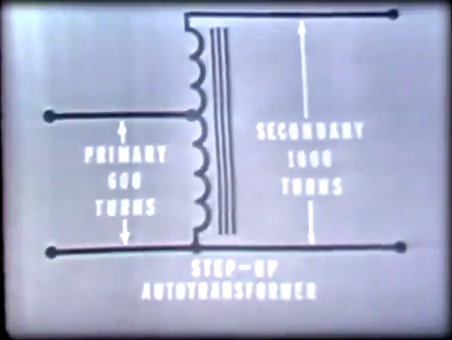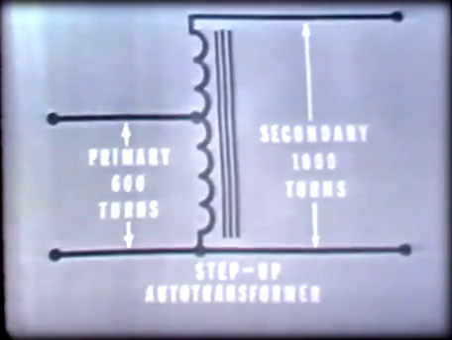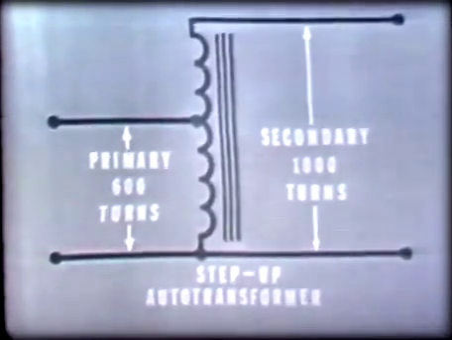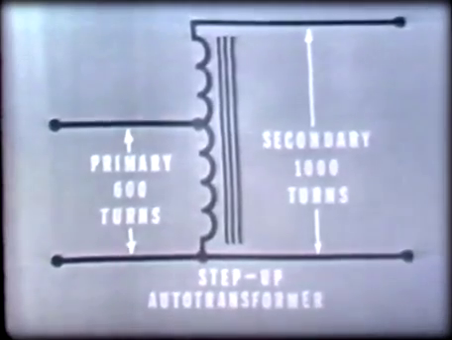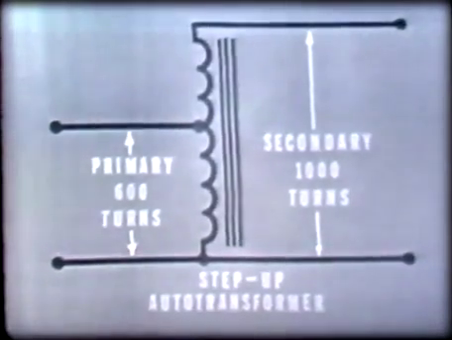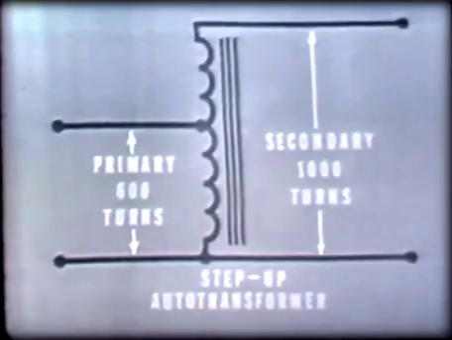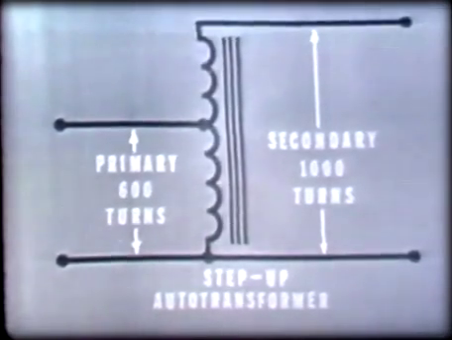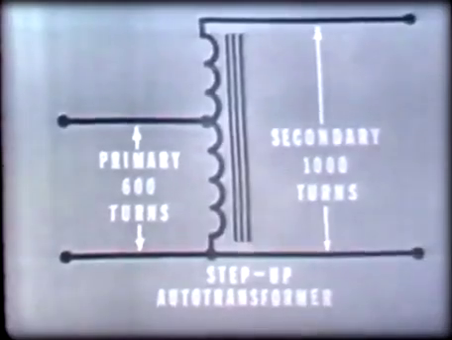A special type of transformer, which uses only one winding for both the primary and the secondary coils, is the auto transformer. In addition, an auto transformer can be used either as a step-up or as a step-down transformer. Used as a step-up transformer, all of the primary winding is part of the secondary winding. Here you see that the winding has a total of 1,000 turns. 600 of these turns serve as the primary, while the entire 1,000 turns serve as the secondary.